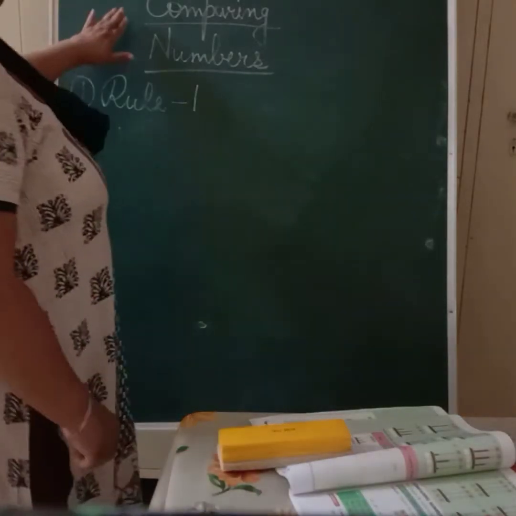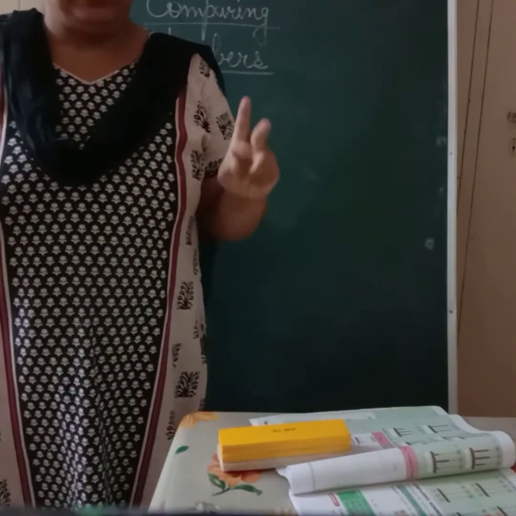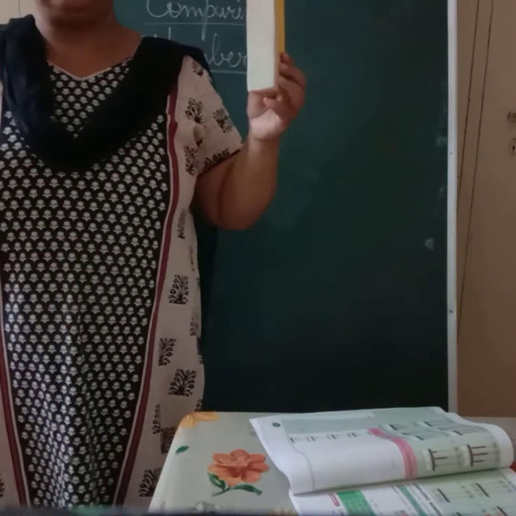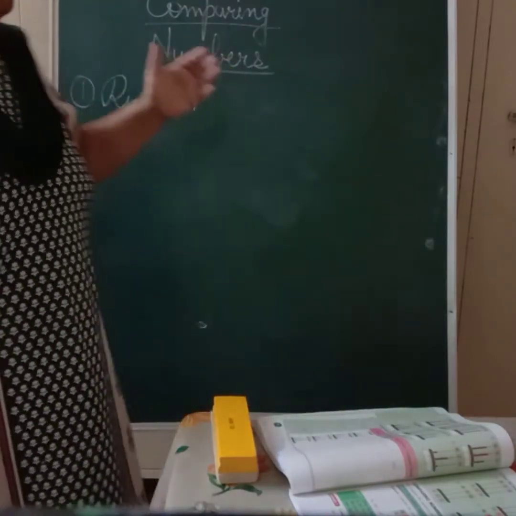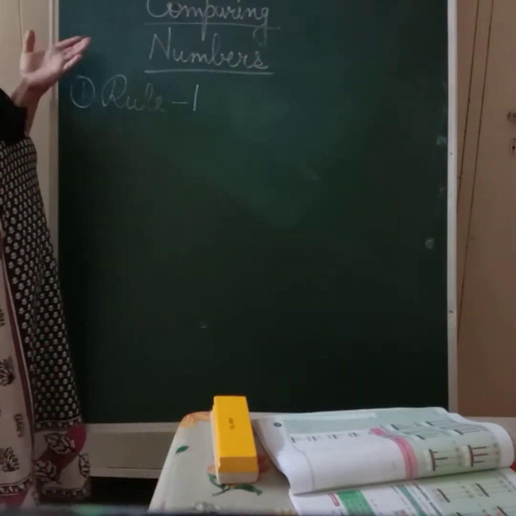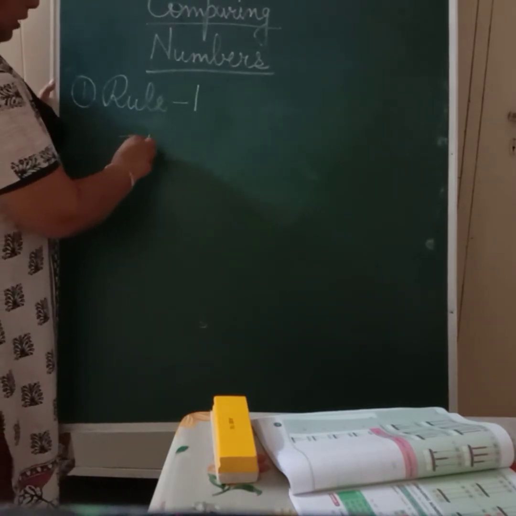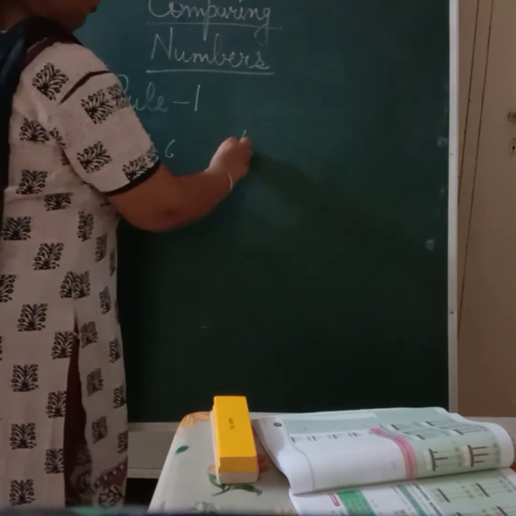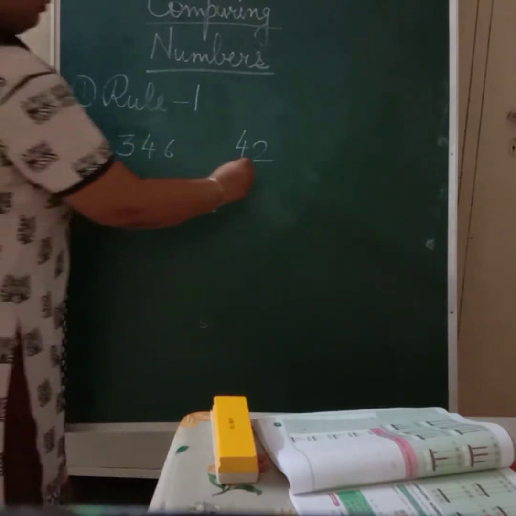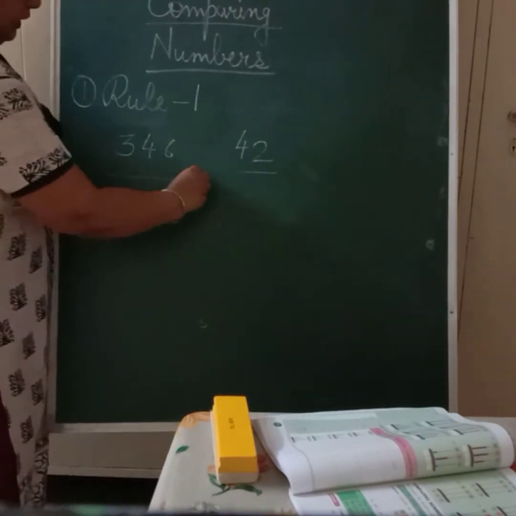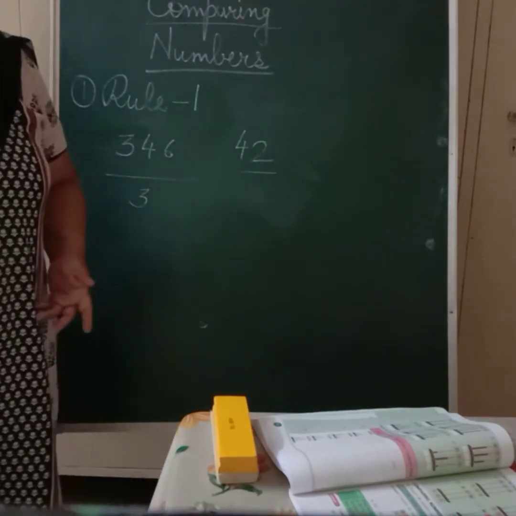See, now we have to do the comparison of numbers. Comparison means you have to compare two things: this thing is big or this thing is big. You have to compare according to the size. Now in numbers, we compare three-digit numbers. Suppose I give you 346 and 42. Here only ones and tens, 2 digits. Ones, tens and hundreds, 3 digits. So always a 3-digit number is greater than a 2-digit number. This is the simple rule.